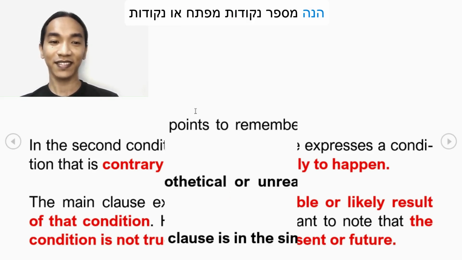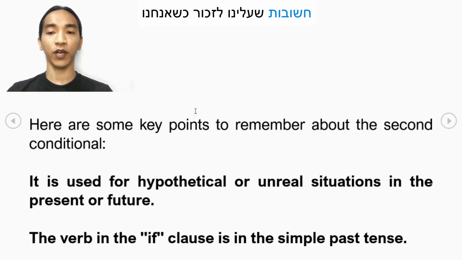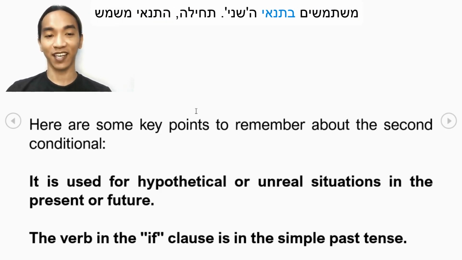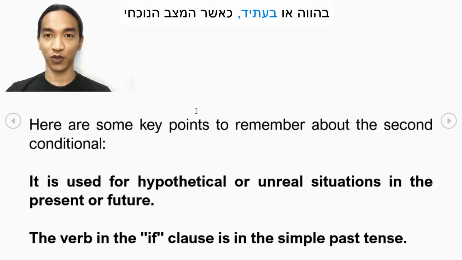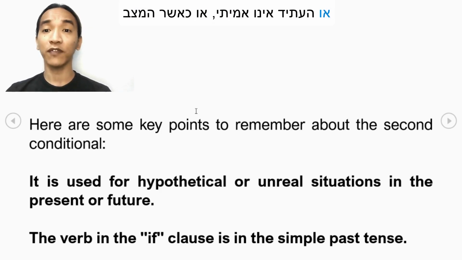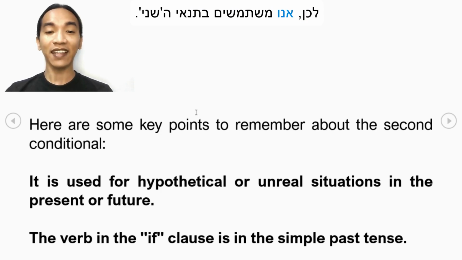Okay? So, here are some of the key points or important pointers that we have to remember when we are using the second conditional. First, it is used for hypothetical or unreal situations in the present or future. So, when the present or future situation is not real, or the condition of the present or the future is not real, then that is how we use the second conditional.